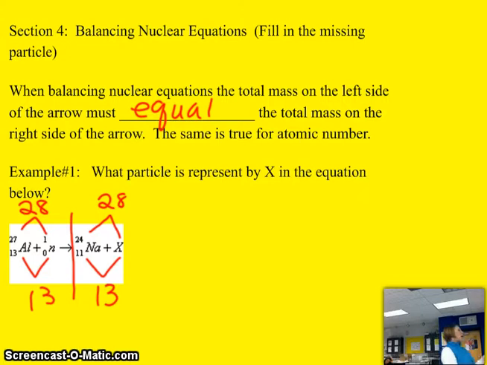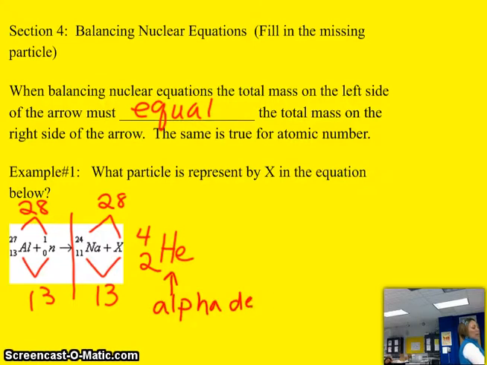So let's get the top number of X. What can you add to 24 that will give you 28? 24 plus what equals 28? And that what is a 4, right? 24 plus 4 will give you 28. Same thing from the bottom. 11 plus what will give you 13? That would be a 2. So now you would go to your reference tables and look up the symbol that goes with a bottom number of 2 and a top number of 4, and that would be He. So this is an example of alpha decay, but your missing particle is this. That's your answer. That's all you do.